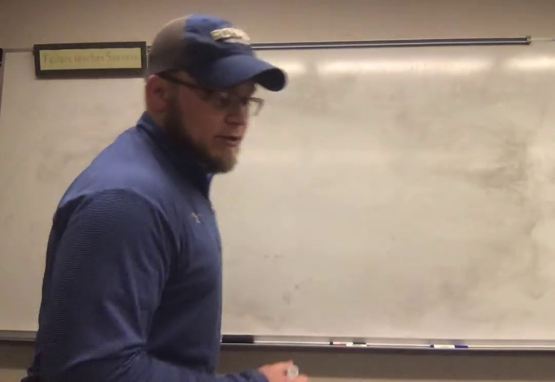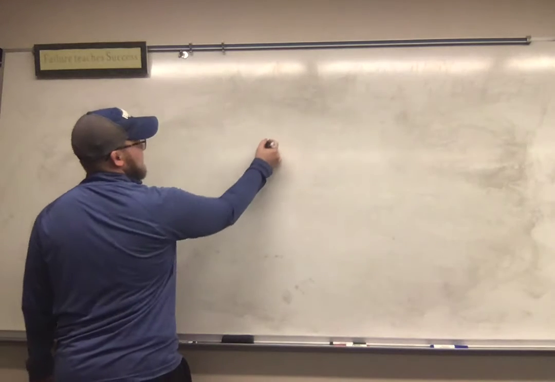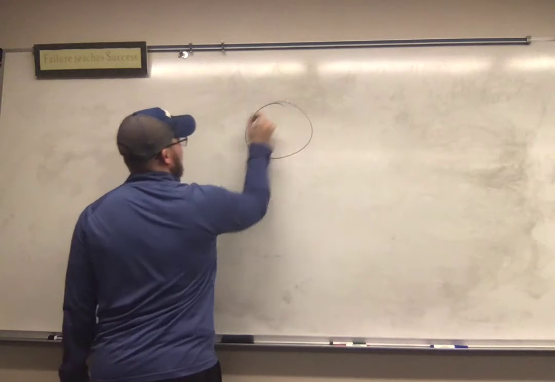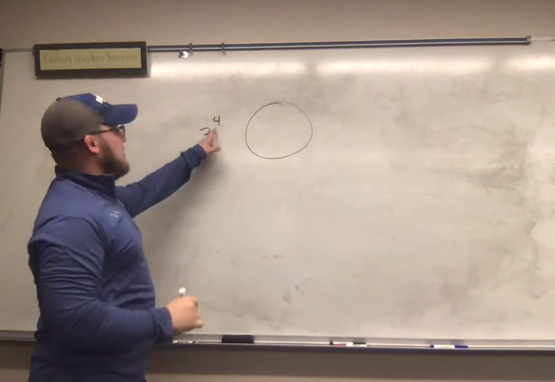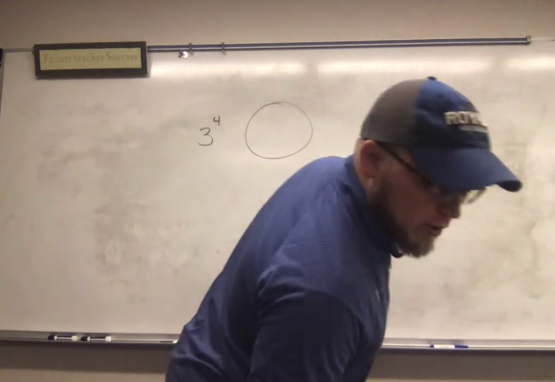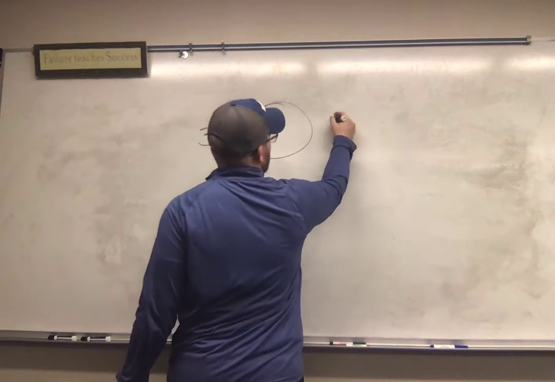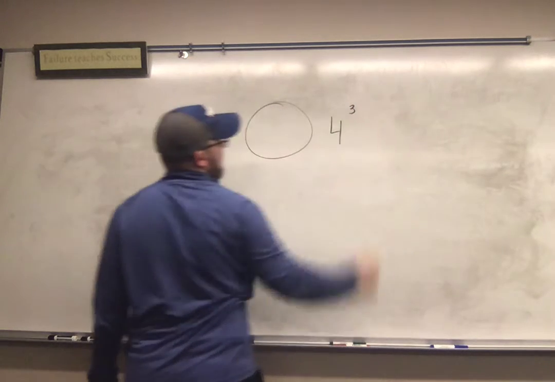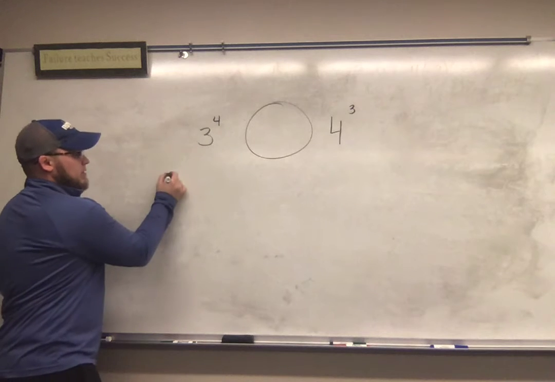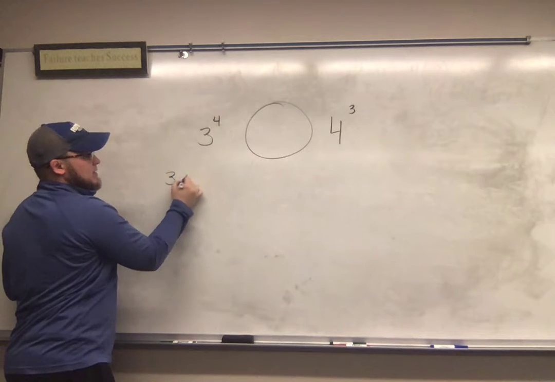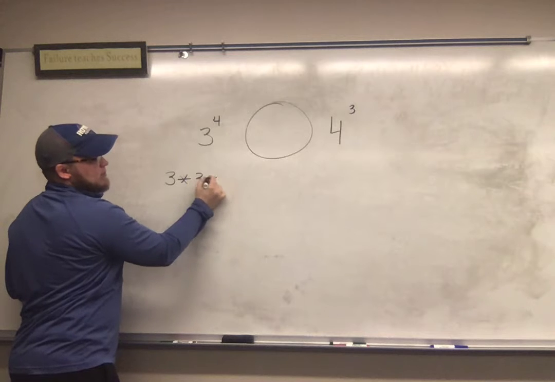Okay, the first example wants you to compare. It's 3 to the 4th power, so it looks like this. It has a big circle in the middle, then it says 3 to the 4th power. There's the exponent, the little 4, and the other number on the right side is 4 to the 3rd power. Okay, so as we said before, you're going to take this number 3, and you're going to times it by itself 4 times.